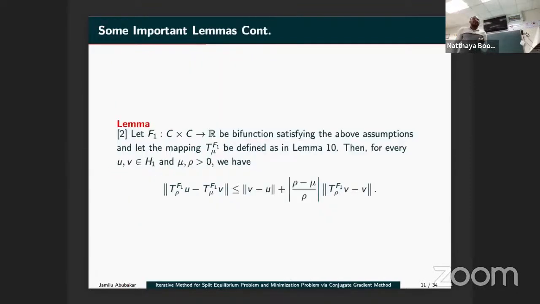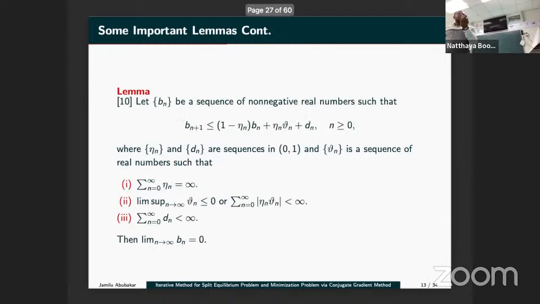All this has been established, and we need this identity and this inequality to show our convergence in the convergence analysis. If you are interested in this lemma, you can check the reference here. And also this is a kind of Xu lemma that we use in order to show the strong convergence. I am sure we are all familiar with this one.